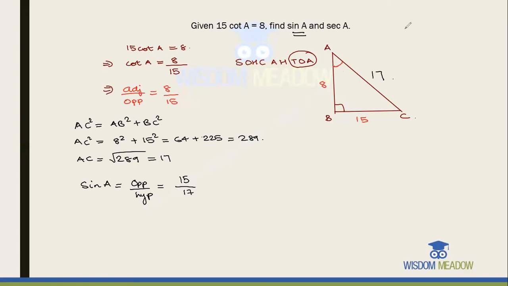Now we need to find sec A. So sec is the reciprocal of cos. Cos is adjacent over hypotenuse. So sec will be hypotenuse over adjacent. The hypotenuse is the one opposite to the 90 degree angle, that is 17, over the adjacent, which is the arm of the angle apart from the hypotenuse, that is 8. So that's how you solve for sine A and sec A.